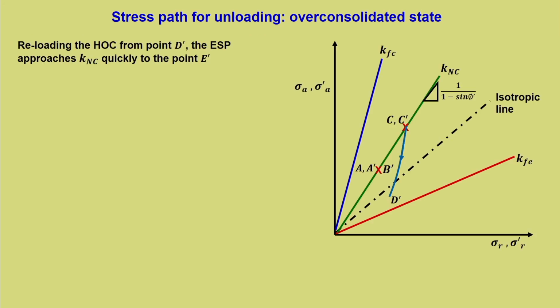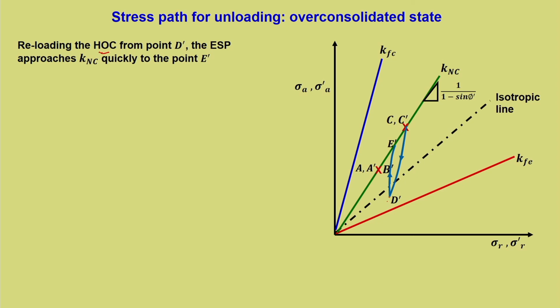So, reloading the heavily over consolidated soil from point D dash. Now, if you happen to reload from this particular point D dash, based on the location of point D dash, the soil is heavily over consolidated. HOC means heavily over consolidated. Now, if you are reloading it from this point D dash, then the effective stress path for reloading quickly approaches the KNC line, that is, the ESP approaches KNC quickly to the point E dash. So, this is what it means.